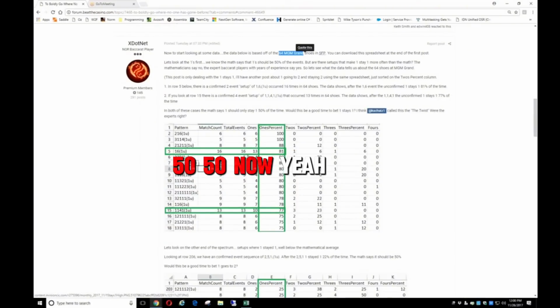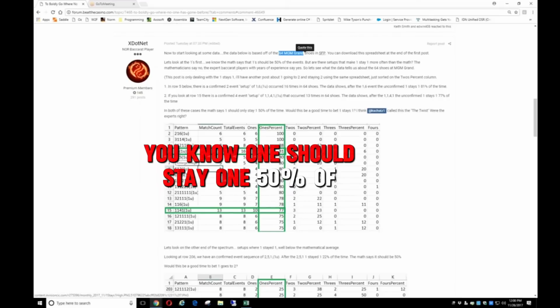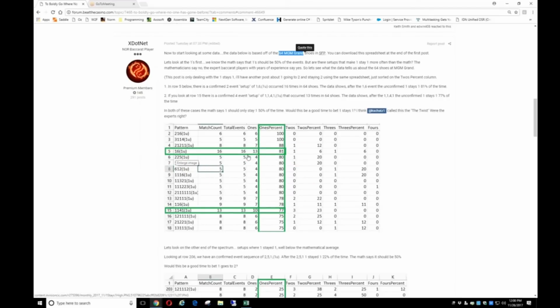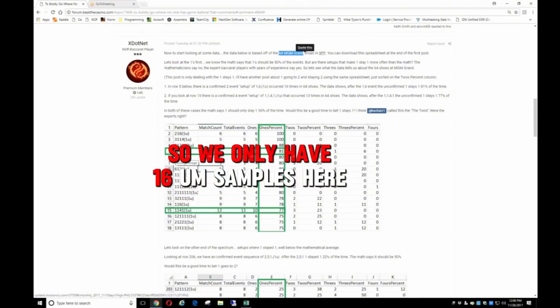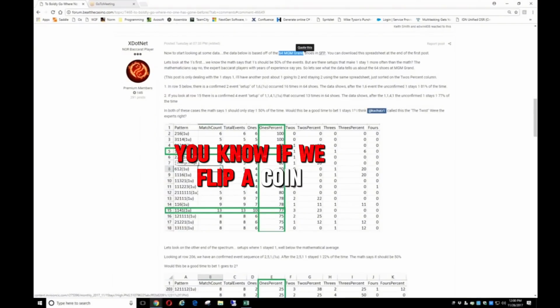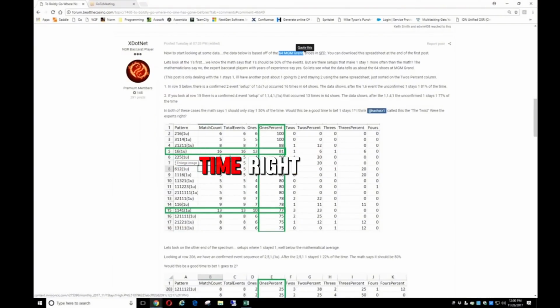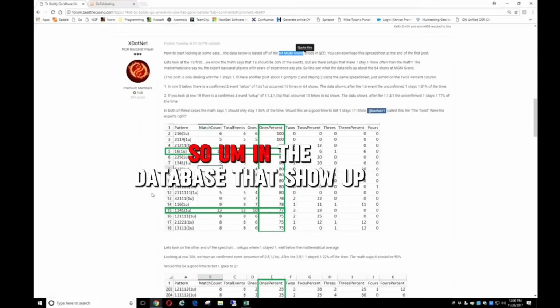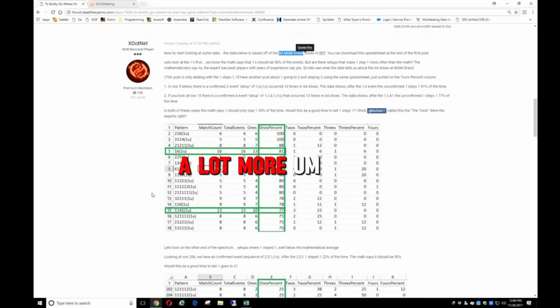Now, a 1 should stay 1 50% of the time. We only have 16 samples here, so there is the possibility, as with a coin flip. If we flip a coin, we're not going to get 5 and 5 every time. Right. So in the database, those show up a lot more.